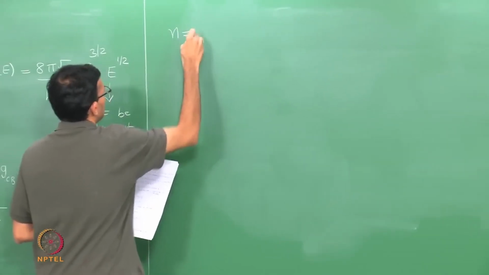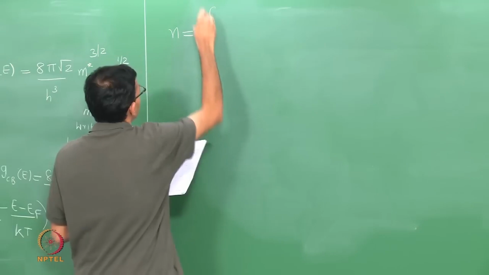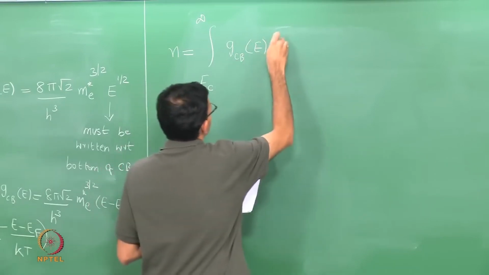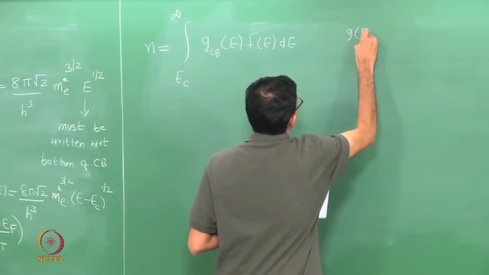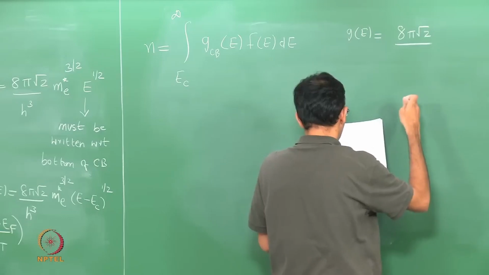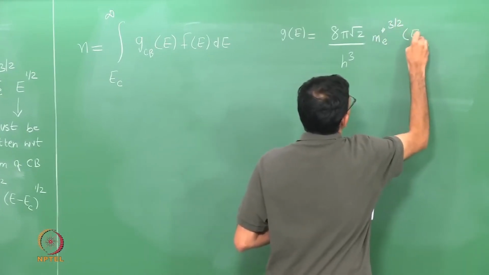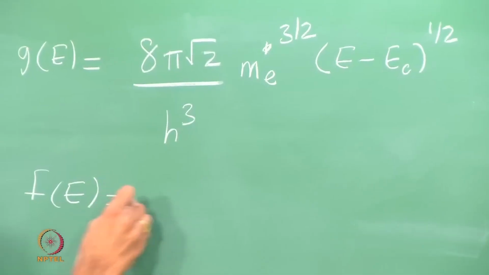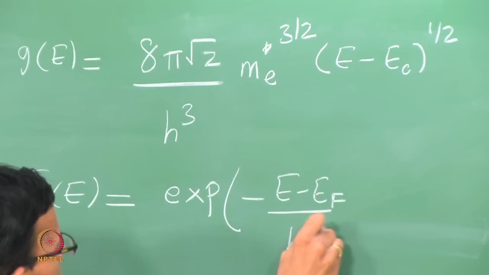If we rewrite this, n, which is the number of electrons in the conduction band, goes from the base of the conduction band Ec up to infinity, the density of states times the Fermi function dE, where the density of states is given by this expression: m_e star whole power 3 over 2, (E minus Ec) whole power half, and f of E we will use the Boltzmann's approximation and write it as exponential of minus (E minus EF) over kT.